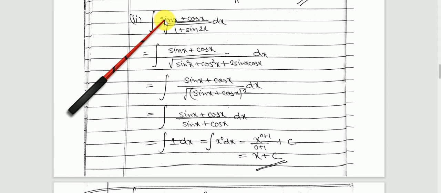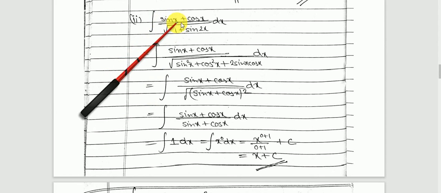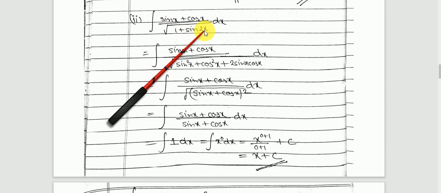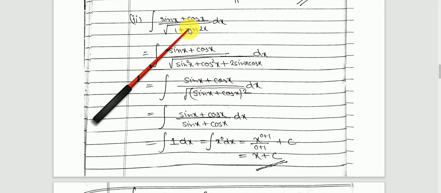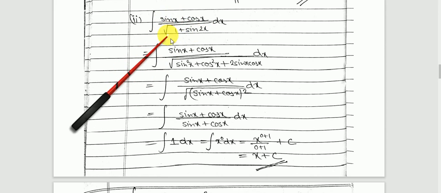Next question: integration of (sin x) upon (sin x plus cos x) upon square root of 1 plus sin 2x. Again you see that you don't have any direct formula for this function.